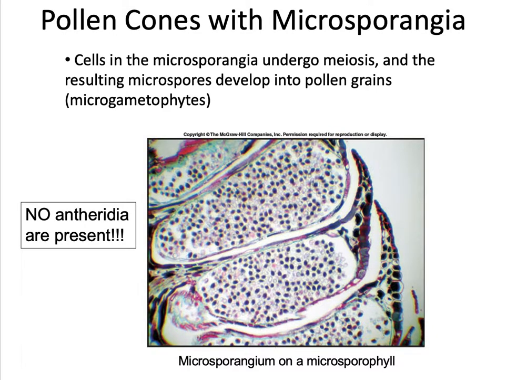Now, when we look in a pollen cone, we can look at the cross-section, and we can look at the microsporophyll, which is the cone scale, and then sitting on the cone scale is a microsporangium, which is the region where the spores are produced. And so the microsporangium produces a microspore, and the microspore develops into the microgametophyte. The microgametophyte is the pollen grain. Notice in the pines there's no antheridium present. All of this happens inside of the microsporangium.